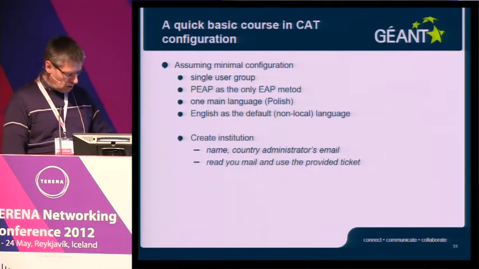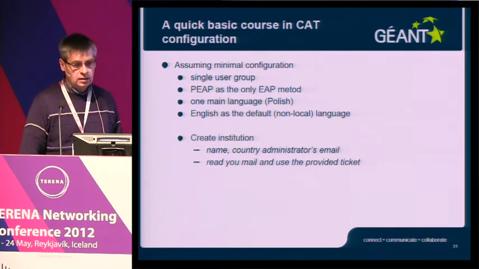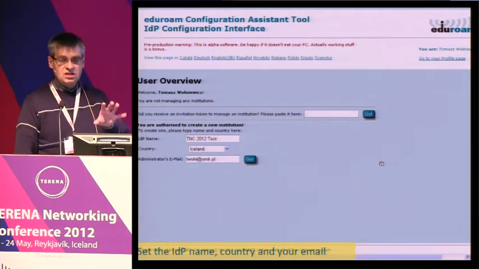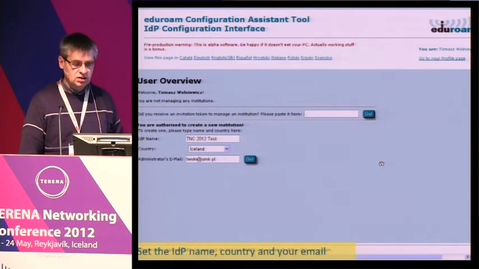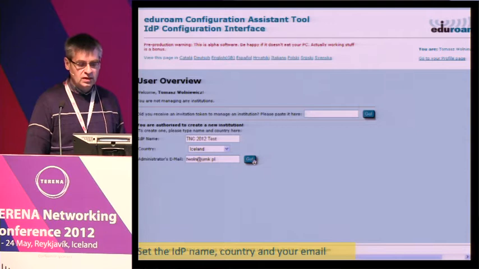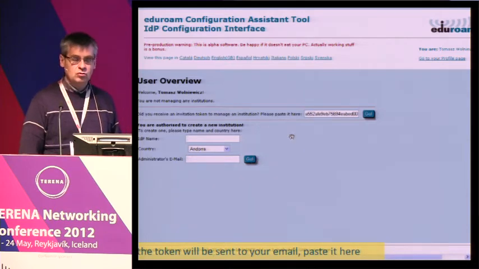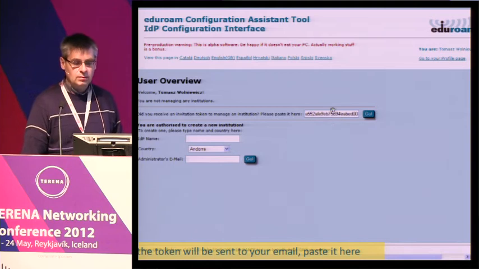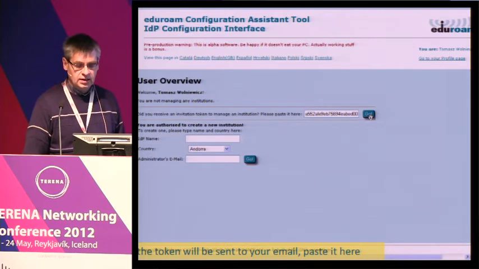A very quick course through CAT configuration in a minimal setup. So single user group, PEAP as the only EAP method, one extra language. This screen may change, well, it will change in the future, but that's how it is now. If you go there, you just fill in things, put the name, the country, and the name of the administrator. You click go, and then you need to go to your mailbox to see that you have been given a ticket that you paste here, or just click a link that's there as well.